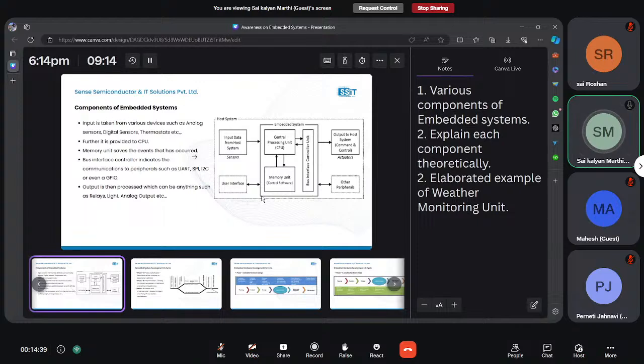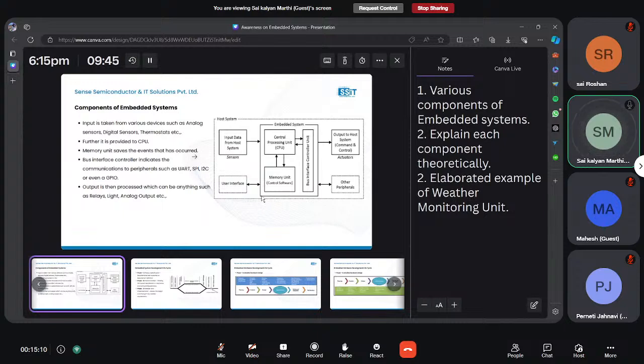So for example, there is a spike in CO. Maybe some fire accident happened nearby, or the traffic increased in the evenings or something happened, and CO increased to a certain level. That is an event which is going to be sent outside or displayed on the user interface. That kind of event we are going to save in the memory unit. So the memory unit is basically a place where we save the events.